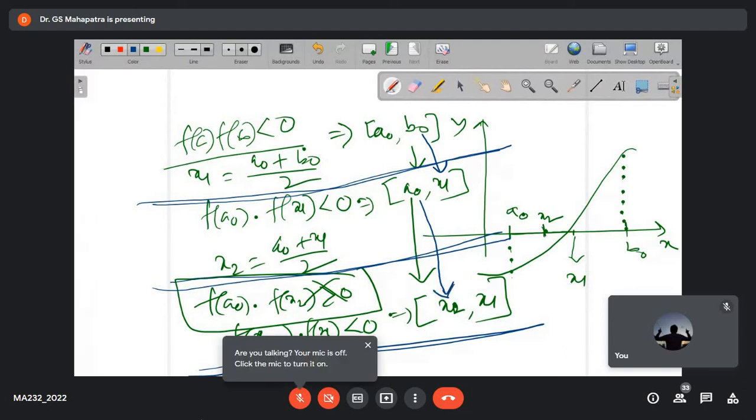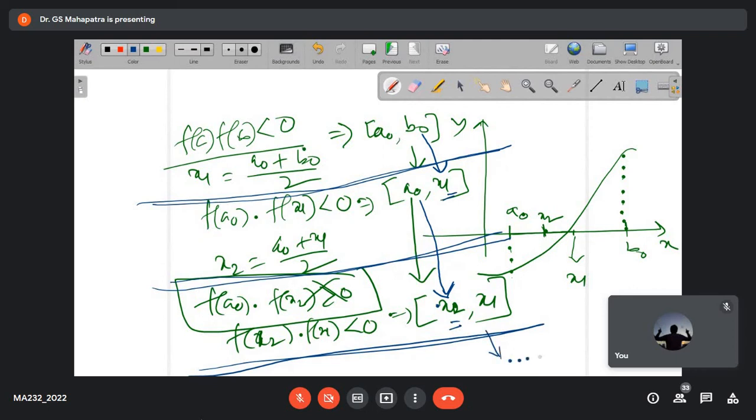So how are we replacing the interval? Based on the sign of f of a. So initial case A0, B0; now the right hand, the upper limit changes in the first case. Second case, lower limit changes, and so on. But it is not like first upper limit, next lower limit. It totally depends on the sign of this one. You just check how we are replacing.